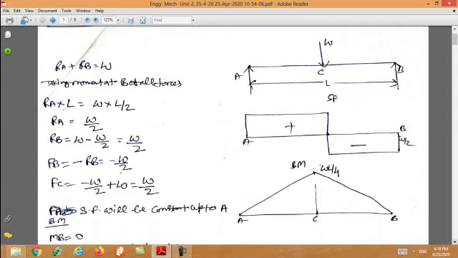So what are the rules for the equilibrium condition? Summation of all the forces in the horizontal direction will be 0, summation of all the forces in the vertical direction will be 0, and the sum of all moments, whether clockwise or anti-clockwise, should be 0.